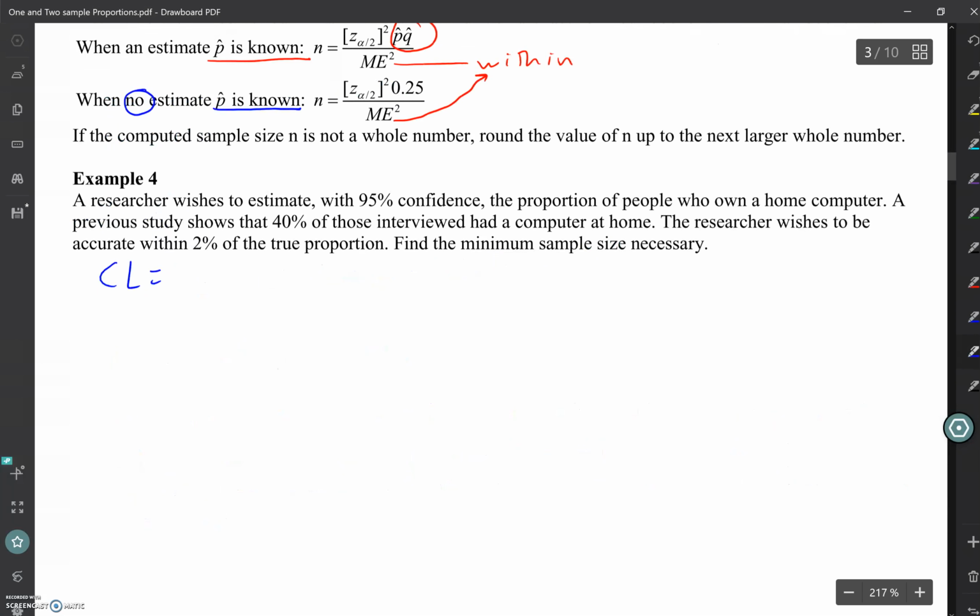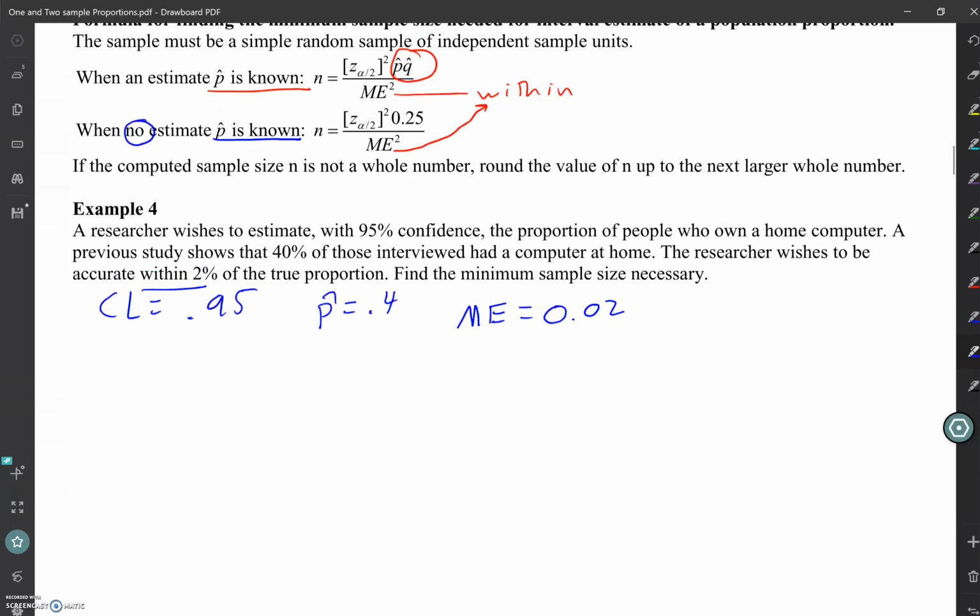Confidence level is 0.95. What else? P hat, what is it? 0.4. And within 2% is my ME, my margin of error. So 0.02 for the margin of error.